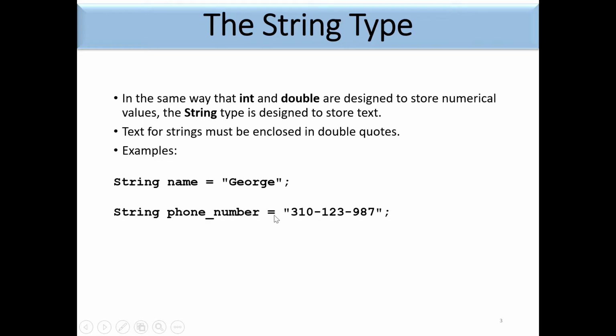String phoneNumber. This is not a pure number because there's a dash symbol which makes it a string, plus it's also enclosed in double quotes. That's why it is recognized as a string.